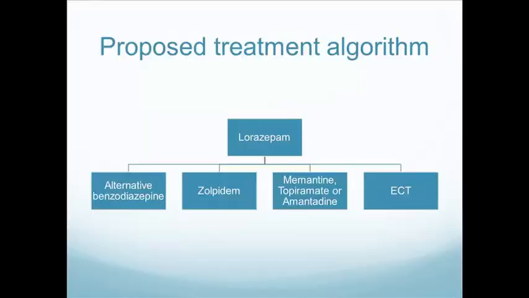Memantine, topiramate, or amantadine can be used for that subset of patients that have too much glutamate, for that third etiology, and then ECT we talked about.